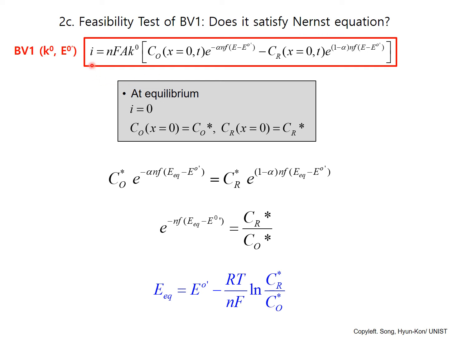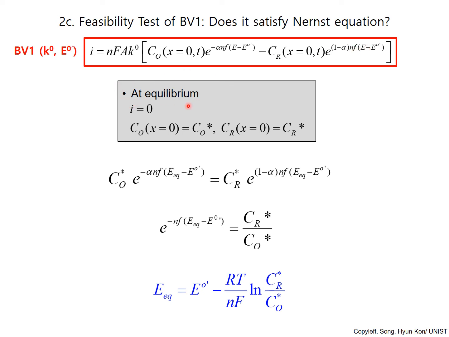Here is the Butler-Volmer equation version 1. Current is equal to nFA times the standard rate constant with the concentration of oxidized species at the surface with some exponential function of the potential having alpha and f, minus the surface concentration of reduced species times the exponential function of 1 minus alpha and f (E minus E0 prime).